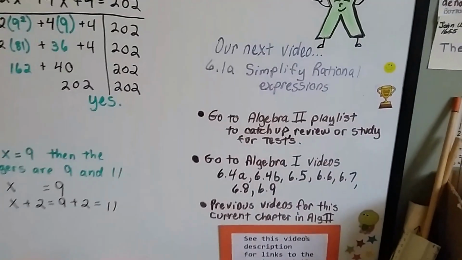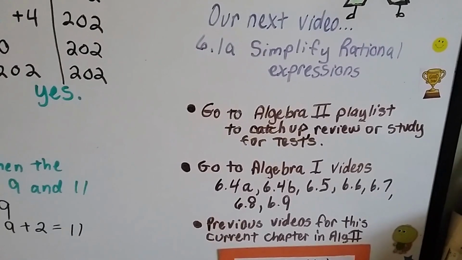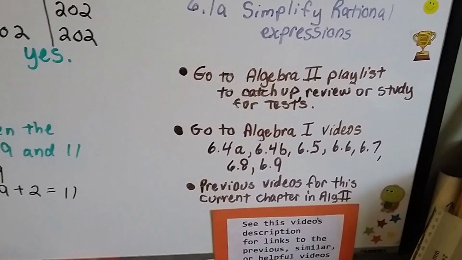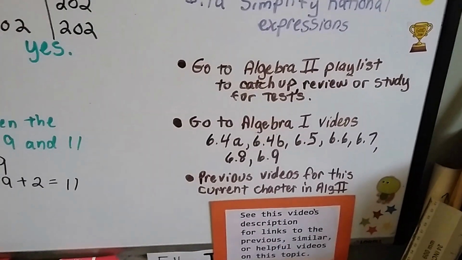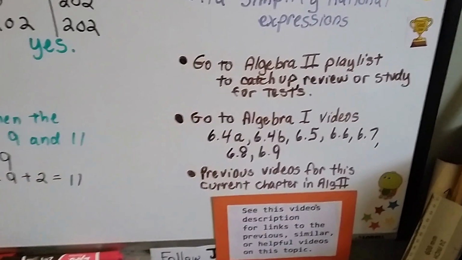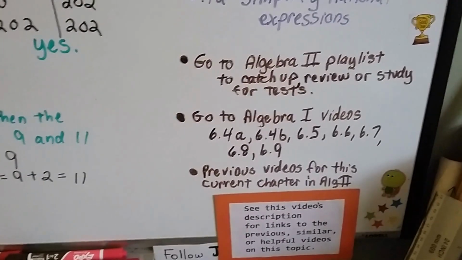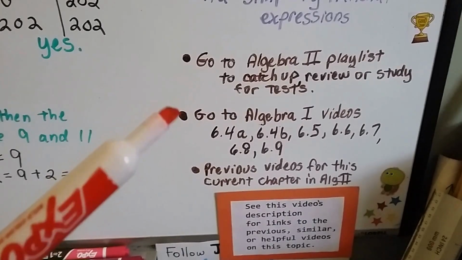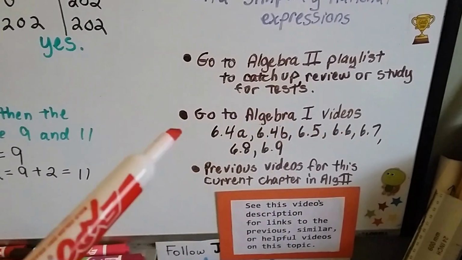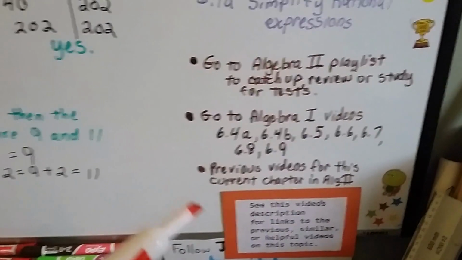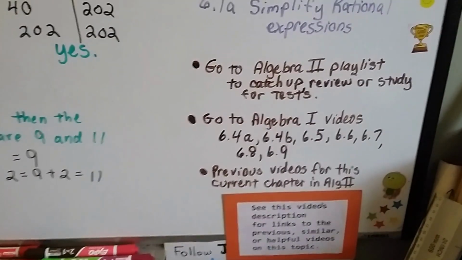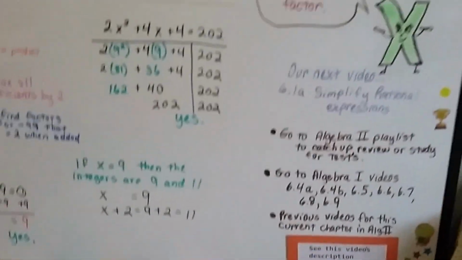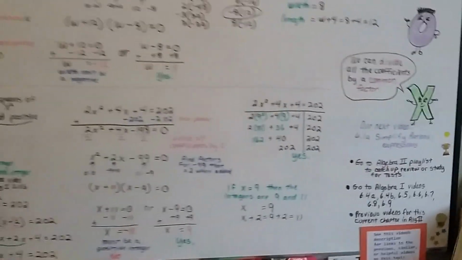Okay, our next video, 6.1a, we're going to talk about how to simplify rational expressions. I'm going to add this video to the Algebra 2 playlist so you can study and review, and all the pertinent Algebra 1 videos, like that one for consecutive even or odd integers from 3.11b in Algebra 1 is going to be in here, plus all of these for factoring from Algebra 1, and the previous videos from Chapter 5. So it's going to be a really long list of videos in this video's description that you can click on, okay? It'll help you study, all right?